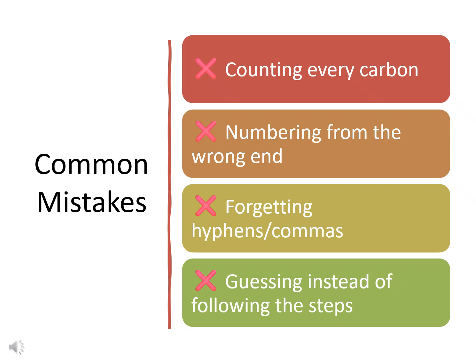Common errors mean counting every carbon, numbering from the wrong end, forgetting hyphens and commas, and guessing instead of following steps. You need to understand that these 5 steps will help you no matter what happens.